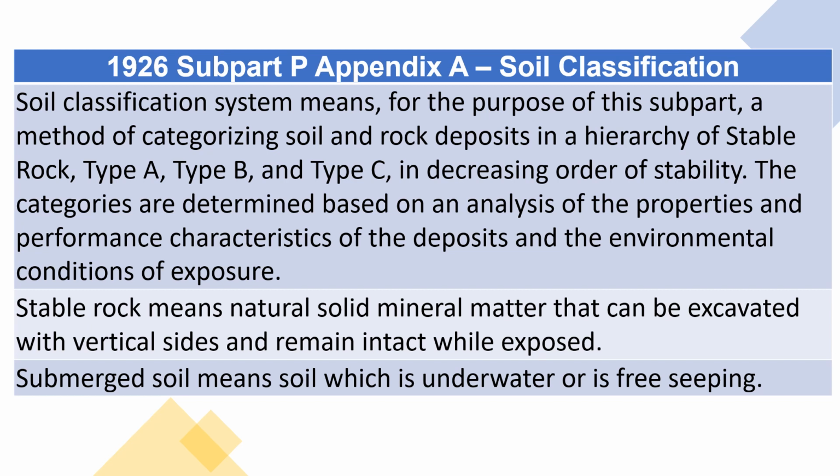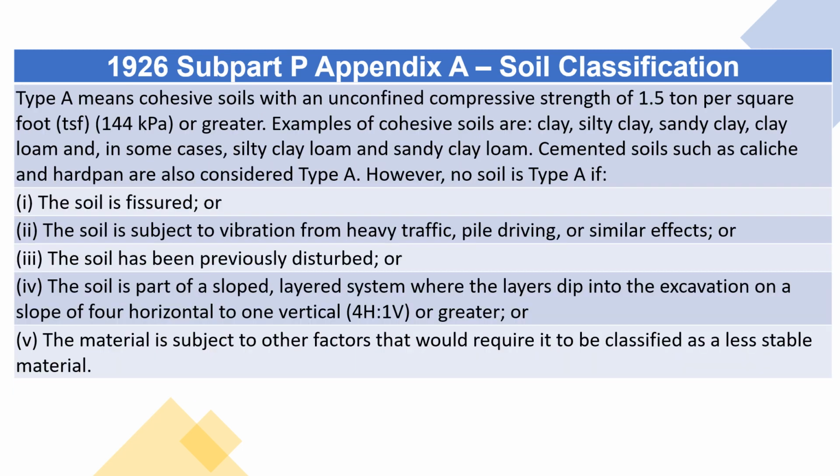Submerged soil means soil which is underwater or is free seeping. Type A means cohesive soils with an unconfined compressive strength of 1.5 tons per square foot, TSF, (144 kPa) or greater. Examples of cohesive soils are clay, silty clay, sandy clay, clay loam, and, in some cases, silty clay loam and sandy clay loam. Cemented soils such as caliche and hardpan are also considered Type A. However, no soil is Type A if: 1. The soil is fissured, or 2. The soil is subject to vibration from heavy traffic, pile driving, or similar effects.